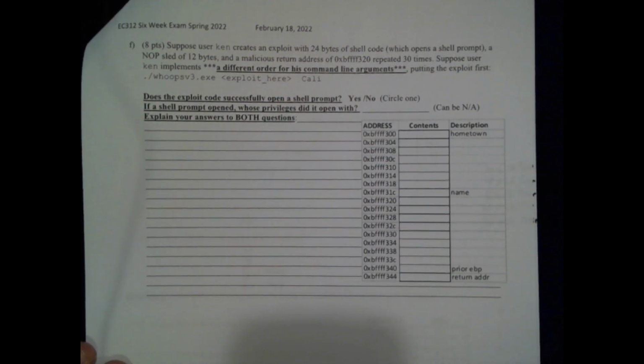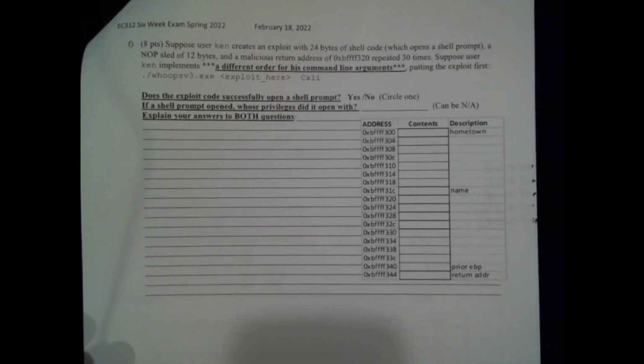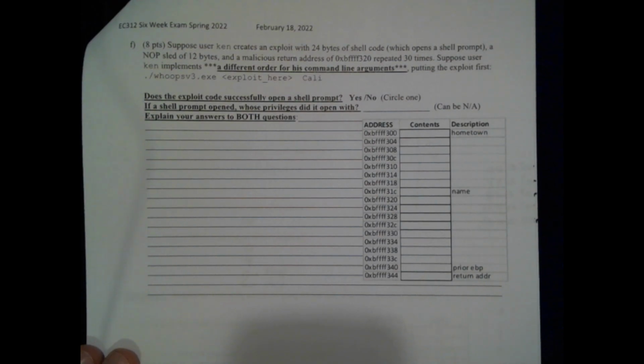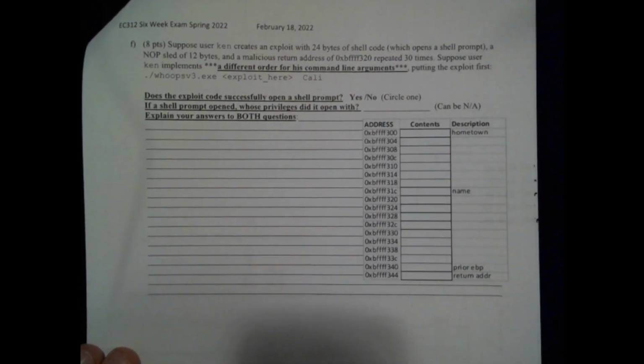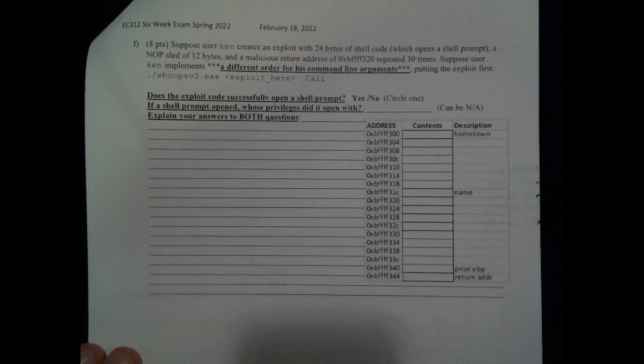So let's look at the last one here. Suppose that user Ken creates an exploit with 24 bytes of shellcode, which opens the shell prompt, a NOP sled of 12 bytes, and malicious return address of BFFF320 repeated 30 times. Suppose they have a different order for the command line arguments, putting the exploit first. And then let's see what happens with this.